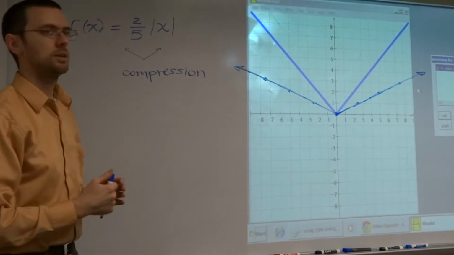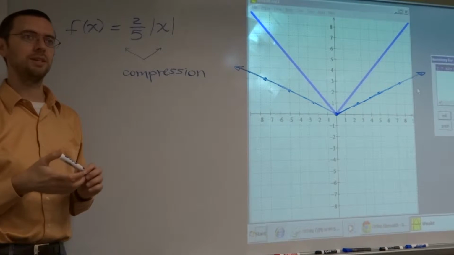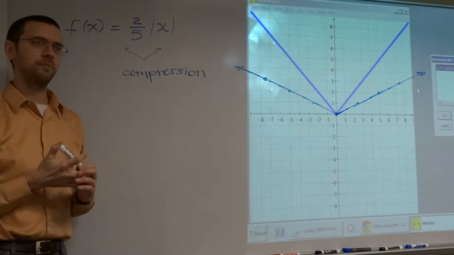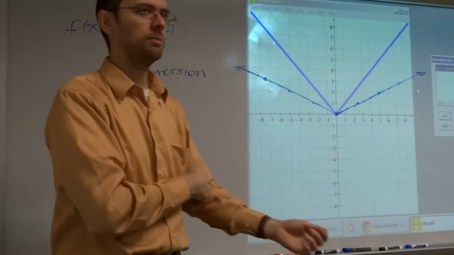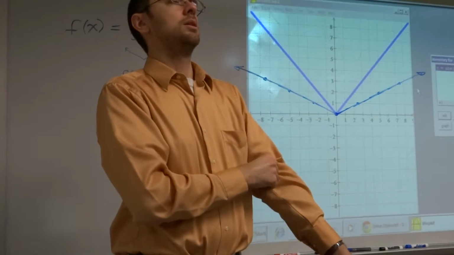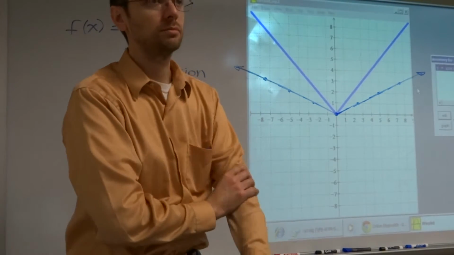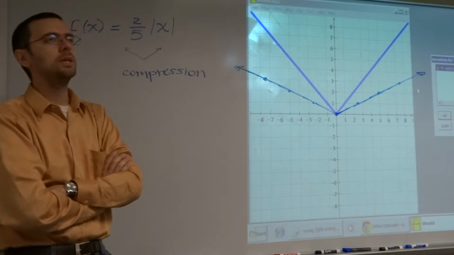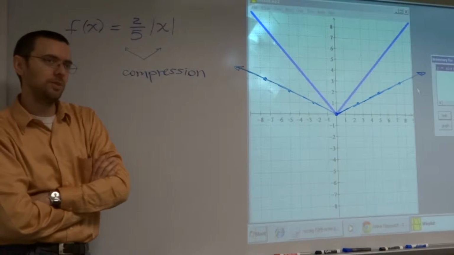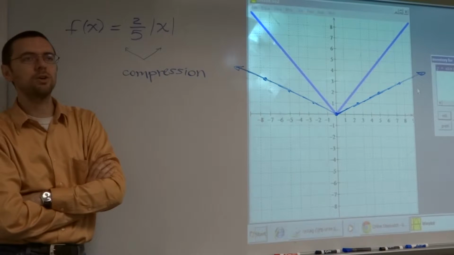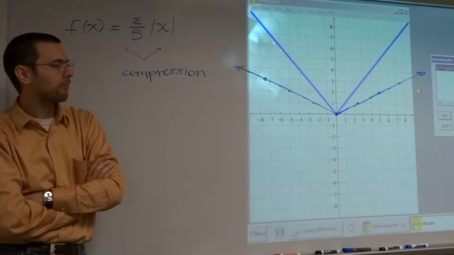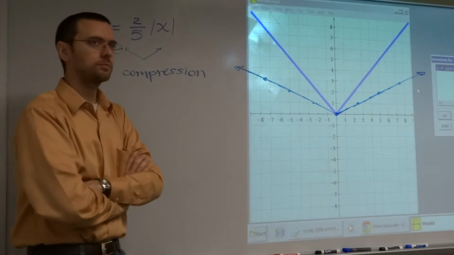It's hard to think of it as a compression. You would usually say wider or narrower. You were taught wider or more narrow. It's confusing when you say compression. I still think it's compression.